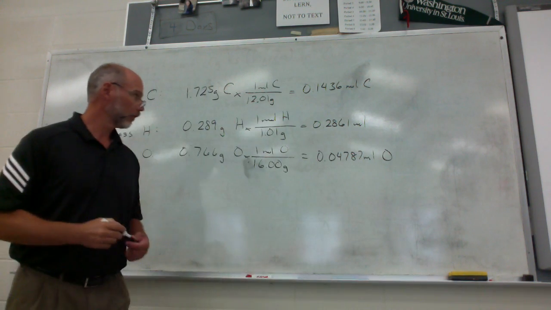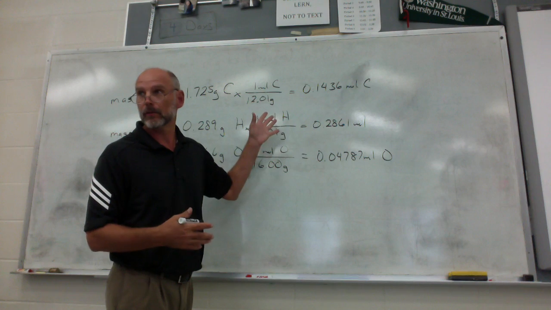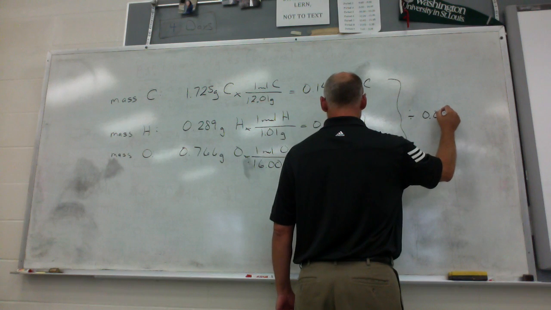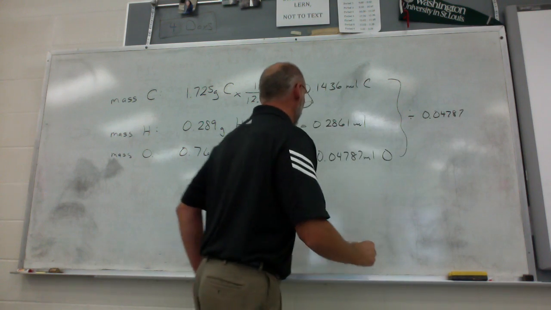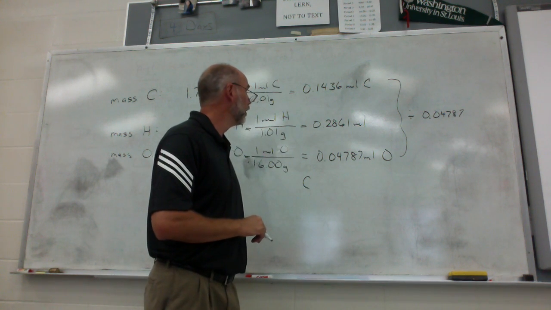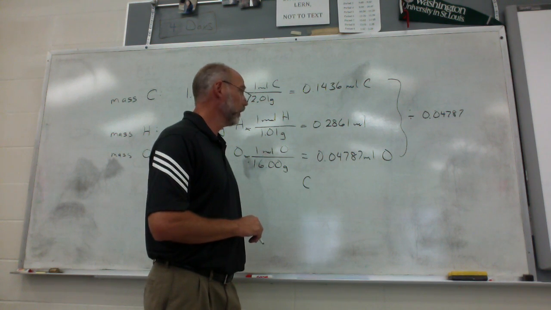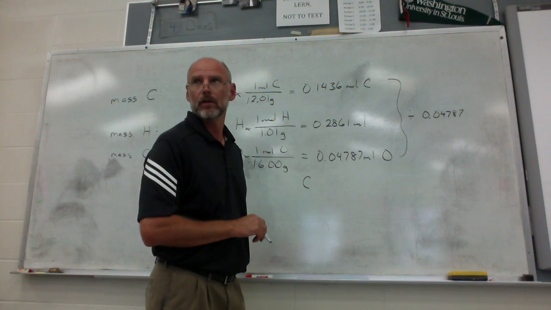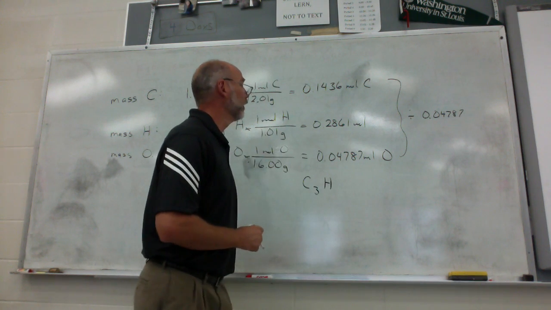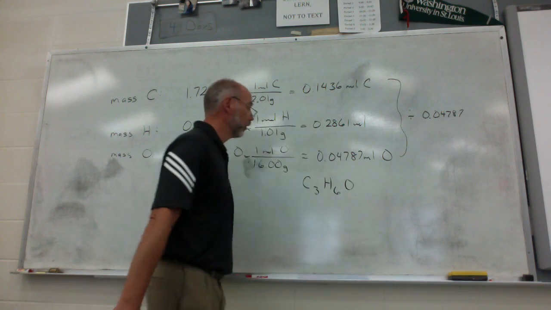Okay. Now, what do we do at this point? Divide by the smallest. This is the piece that a lot of people forget: convert to moles. Now we divide by the smallest, which is 0.04787. And so we get carbon is going to end up being a pretty big number, 3, a little over 3. Or is it 3? 3. Hydrogen is going to be around 7.6, not bad. And obviously the oxygen is 0.